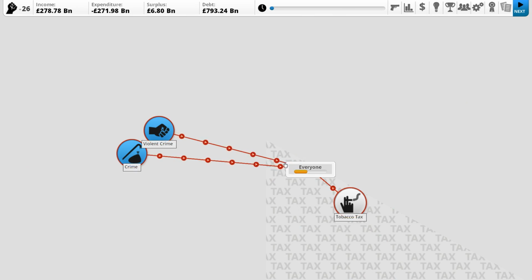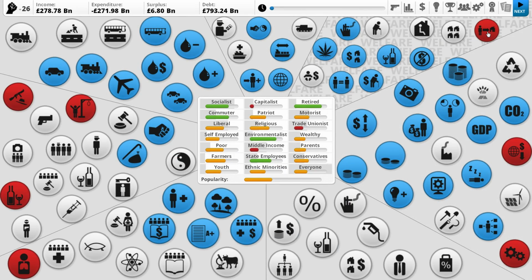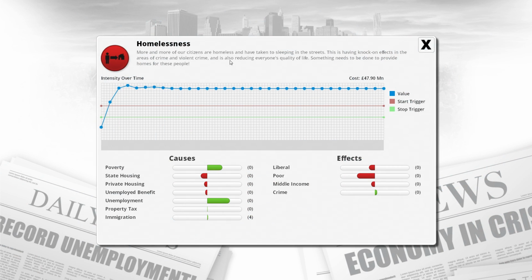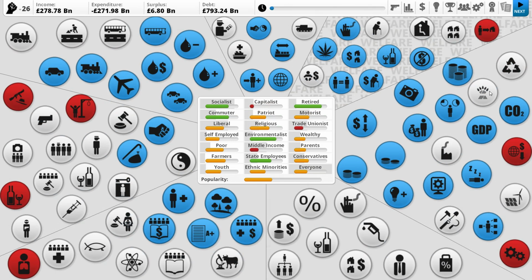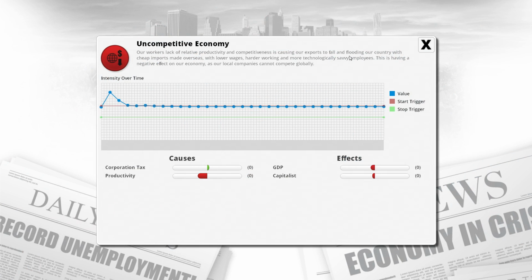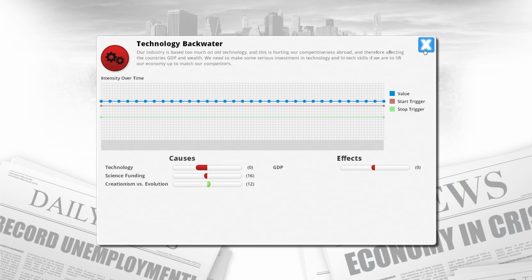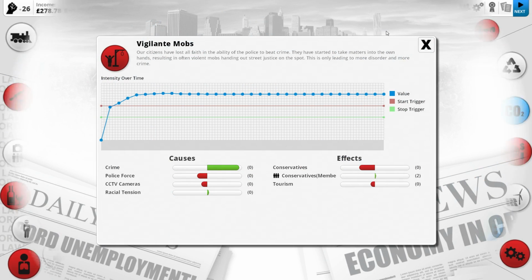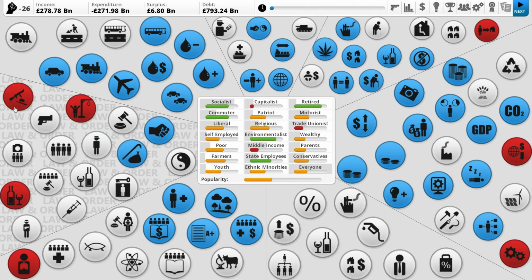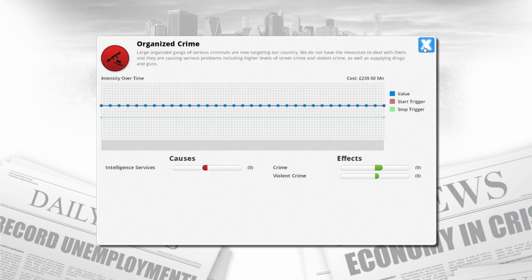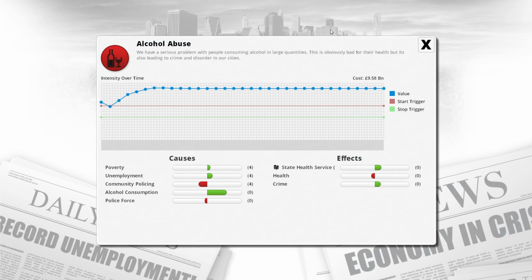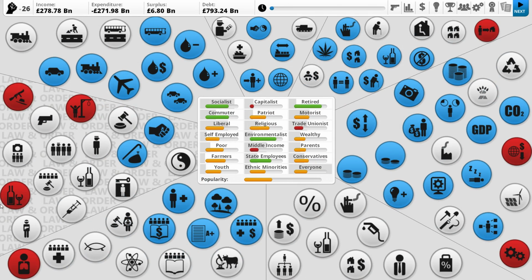So let's take a look at our problems in our country. We have high homelessness, and we have an uncompetitive economy. We have a technology backwater. We have vigilante mobs. We have organized crime. And we have alcohol abuse. Well, I think that's the easiest one to solve.